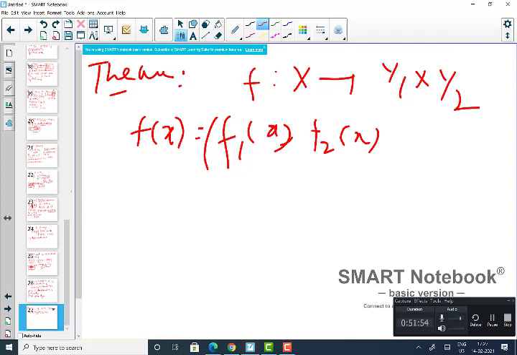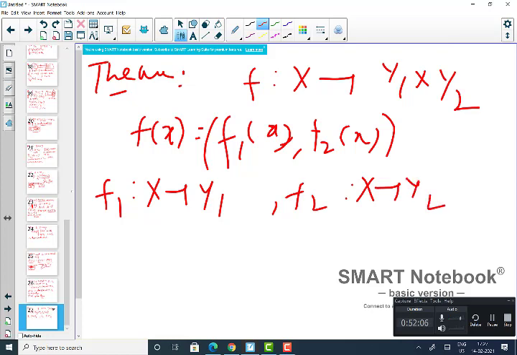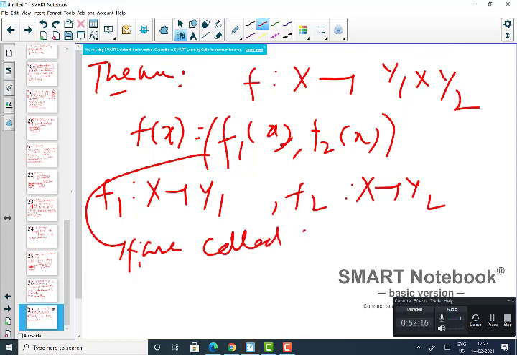So what does that mean? That means f1 is a map from X to Y1 and f2 is a map from X to Y2. These fi's are called coordinate maps, and the theorem is that this function is continuous if and only if both the coordinate maps are continuous.